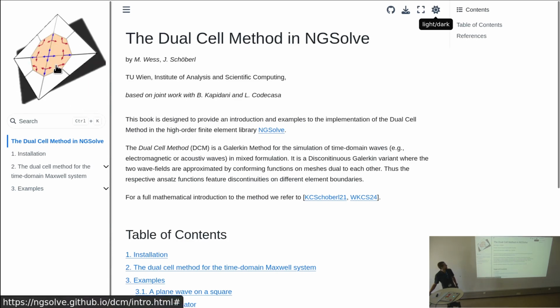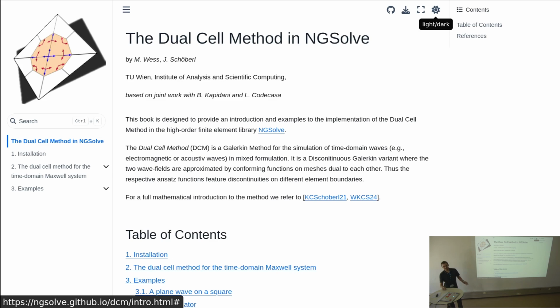This is basically what I'm going to talk about. My plan is to make you understand what this picture actually is and how we use it to solve time domain Maxwell's equations. So, a little disclaimer here, I got into this work 2 years ago, roughly.